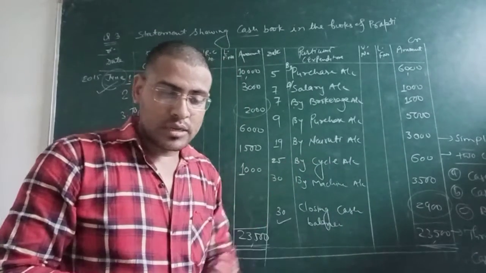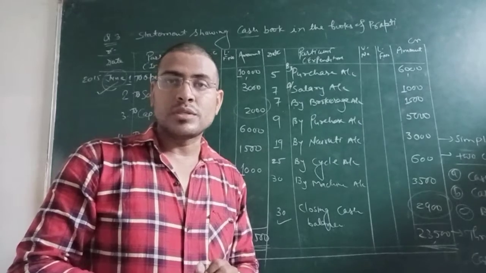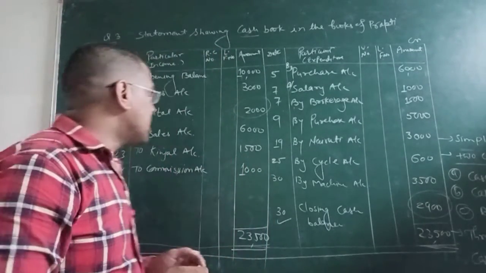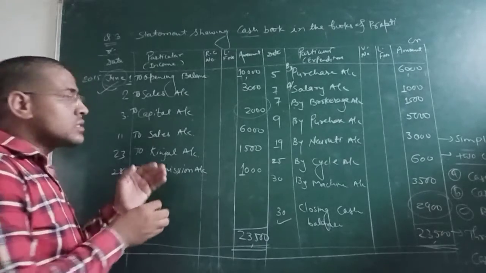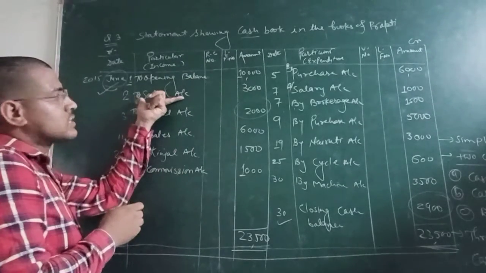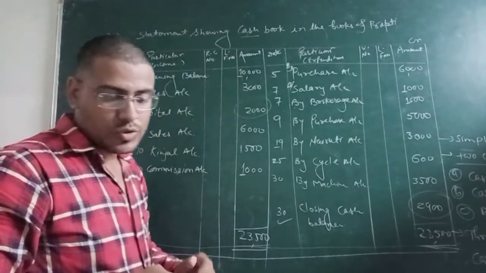So let's start. Second point, cash sale, that is 3,000 rupees. Now you have 3,000 rupees as cash sale. It means that it's an income of business on the debit side of cash book, right? Sales account in amount column, 3,000 rupees.